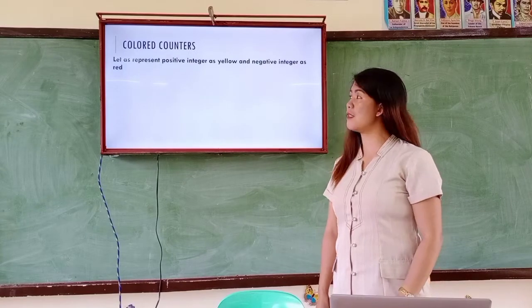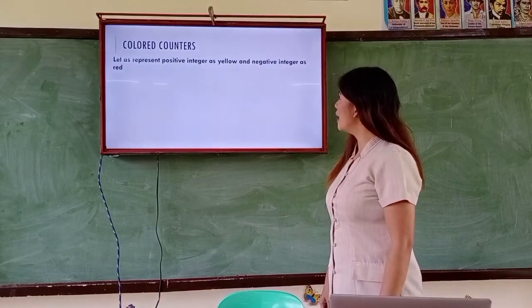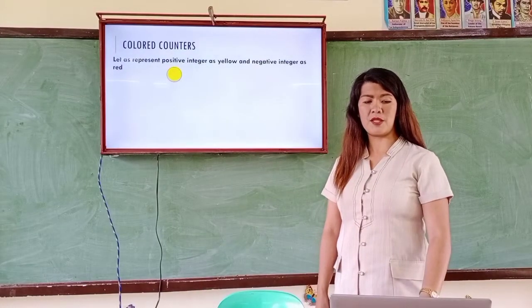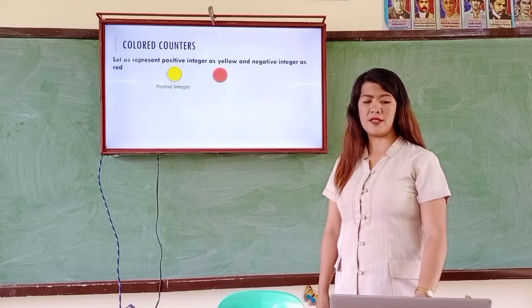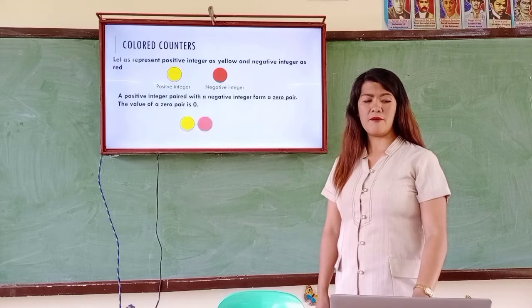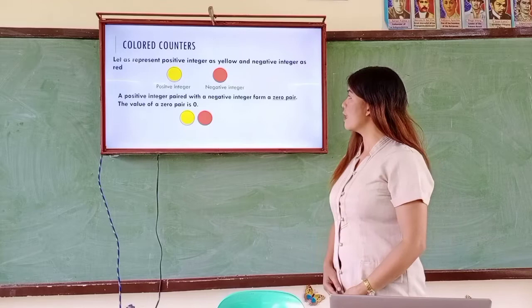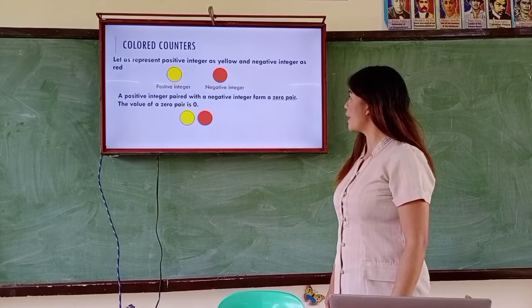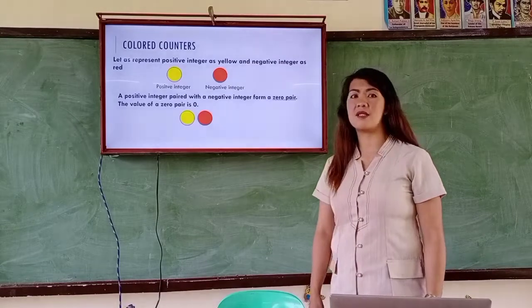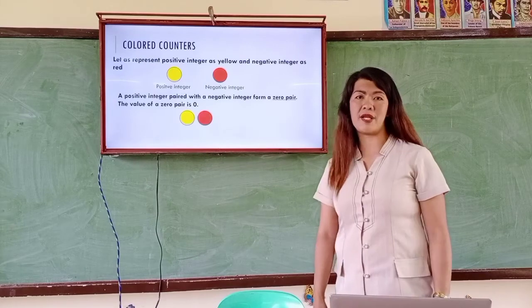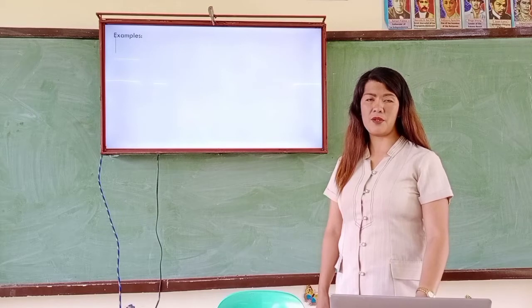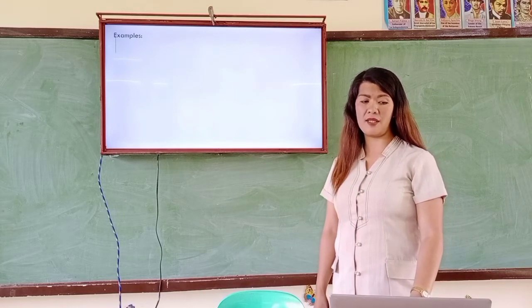Let us represent positive integer as yellow and negative integer as red. We have two chips, yellow positive and red negative. Now we have what we call the zero pair. A positive paired with a negative integer forms a zero pair. So the value of a zero pair is 0. One yellow and one red, 0.